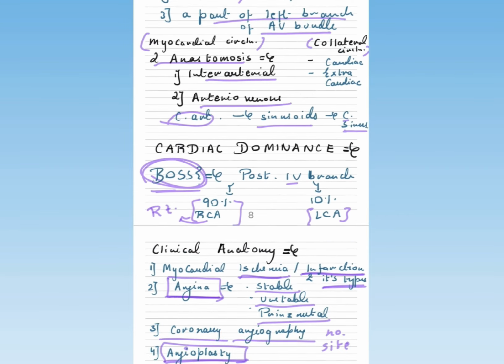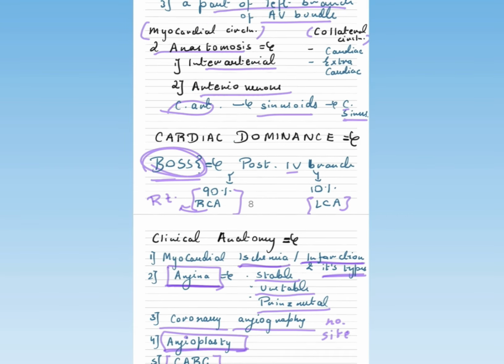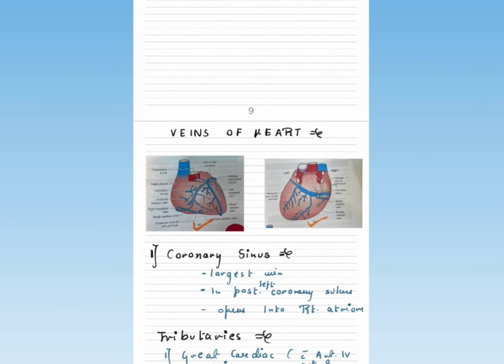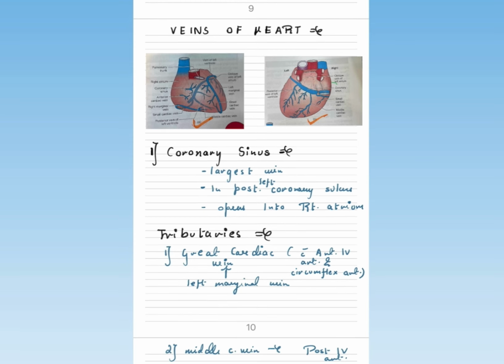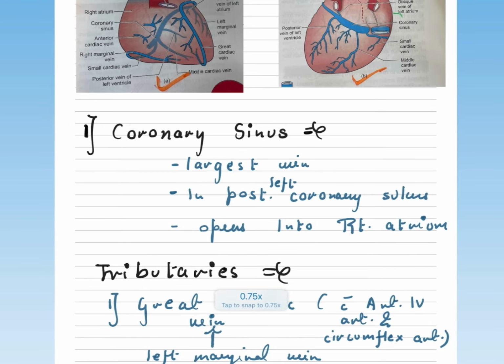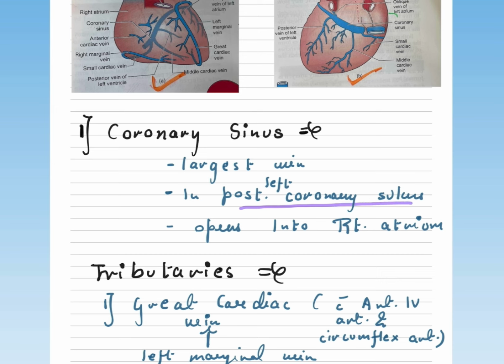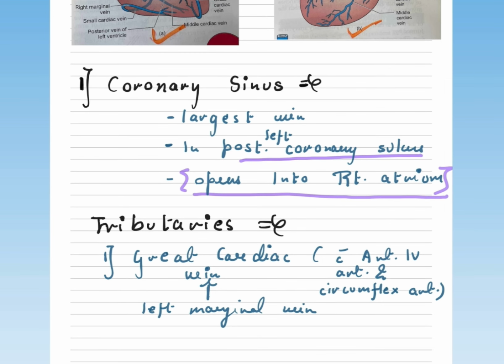So this was all about the arterial circulation of the heart. Now we will be studying about the veins of the heart. The most important vein of the heart is the coronary sinus. It is the largest vein. It is in the posterior left coronary sulcus and it opens into the right atrium. As we know, the SVC and the IVC also open into the right atrium, and also the coronary sinus, that is blood from the heart, also drains into the right atrium.